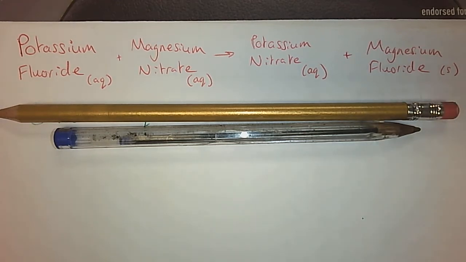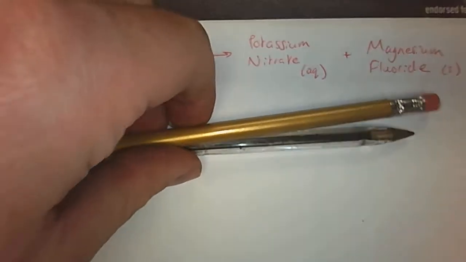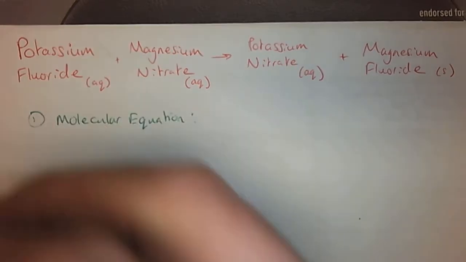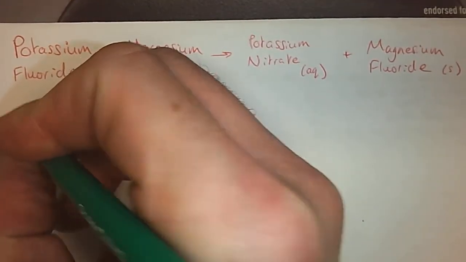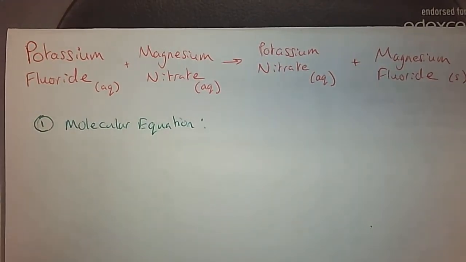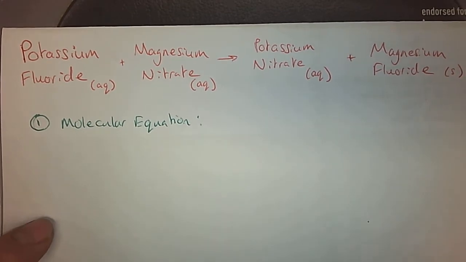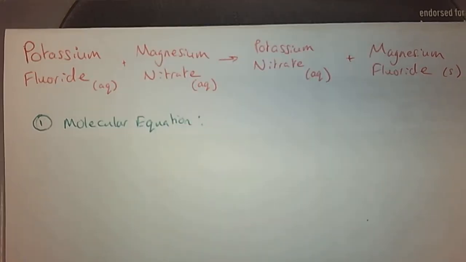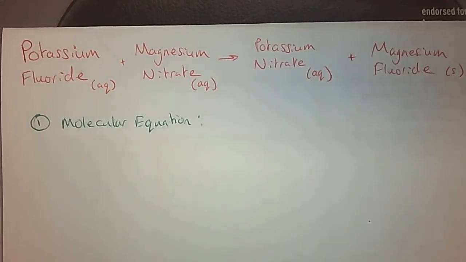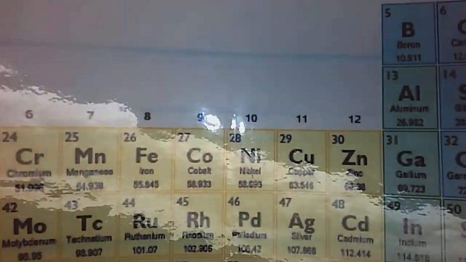So the first thing we're going to need to do is write a molecular equation. That is an equation that is concerned about the molecules. To get our chemical symbols, we're going to need to think about which elements are in which group. So for instance, we've got potassium first of all.